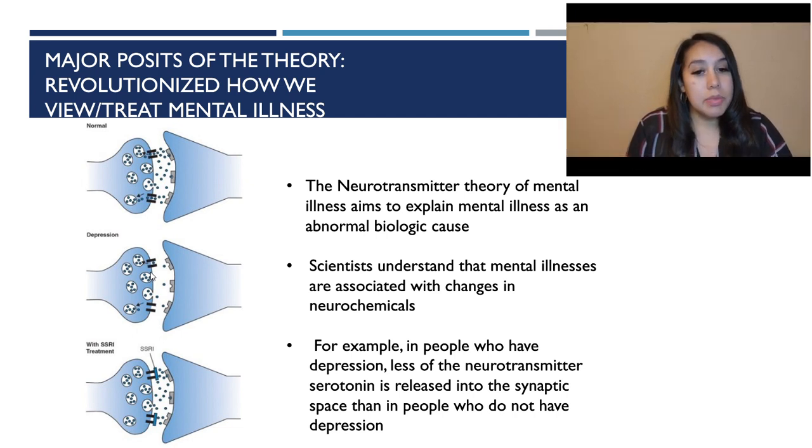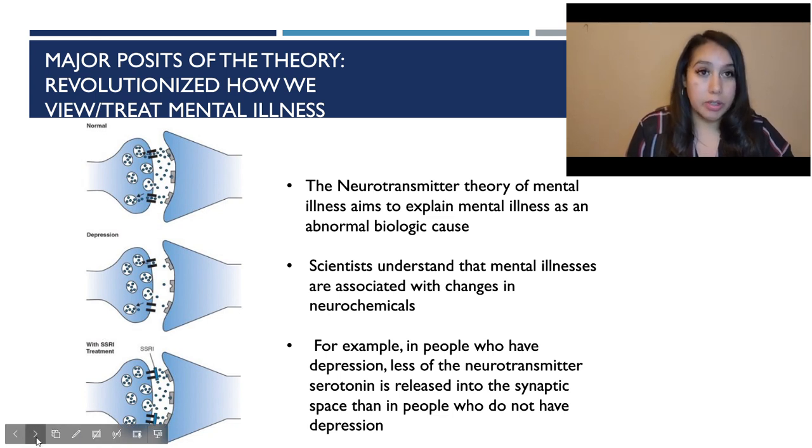The neurotransmitter theory of mental illness aims to explain mental illness as an abnormal biologic cause. Scientists understand that mental illnesses are associated with changes in neurochemicals. For example, people who have depression, less of the neurotransmitter serotonin is released into the synaptic space than in people that do not have depression.